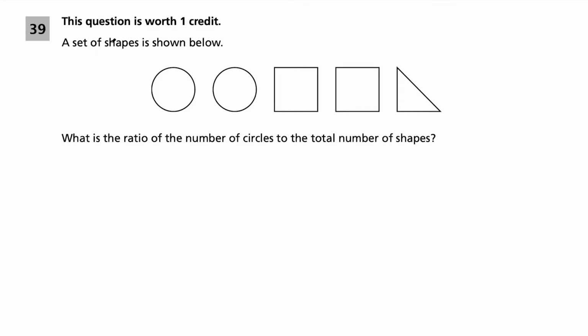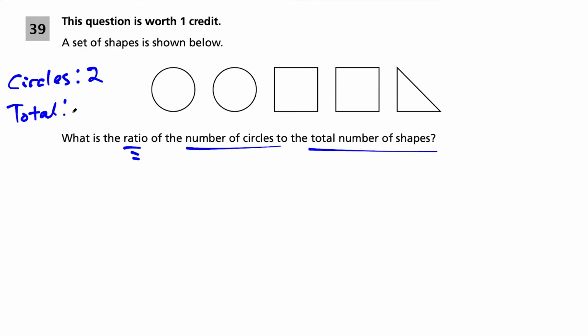Question 39, we have a set of shapes shown below, and we want to know what is the ratio of the number of circles to the total number of shapes. So what you want to think about here is circles. There are 2 circles. And then what is the total number of shapes that we're looking at here? There are 1, 2, 3, 4, 5 shapes. So when we set up our ratio, we could say the ratio of circles to total number of shapes is going to be 2 to 5. So we just have to write the number that describes each category here, but this is our ratio. So let's just record our answer. Our ratio was 2 to 5.